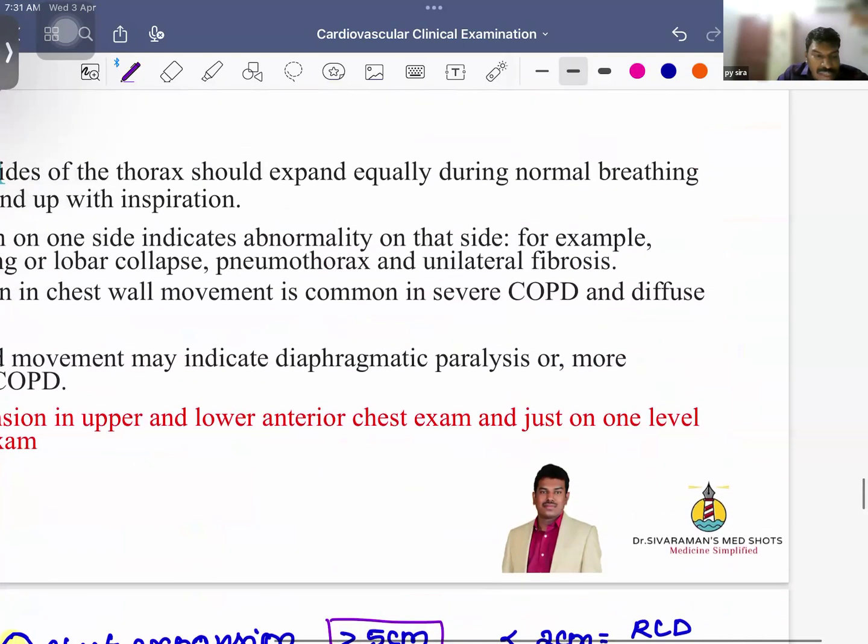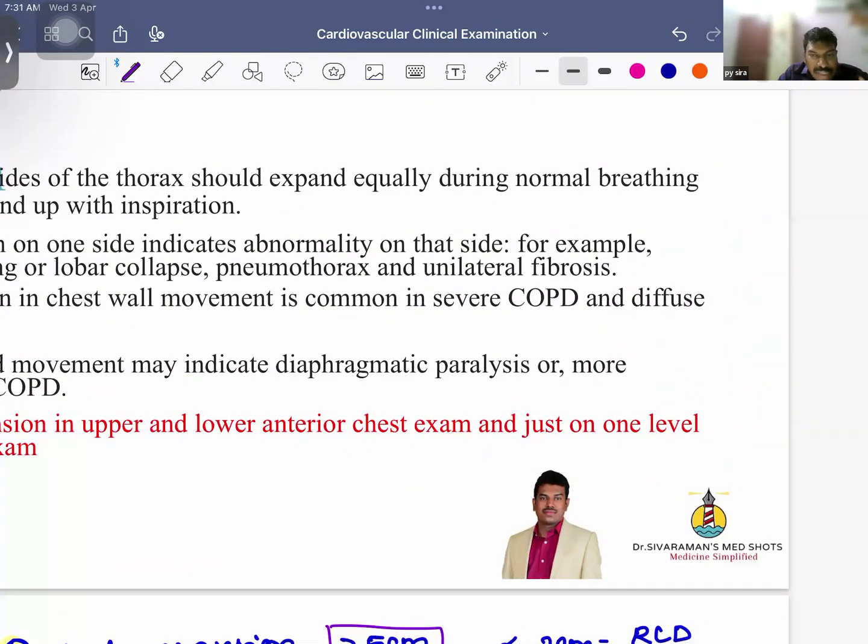You are going to look at this. Whenever you assess chest expansion, the same thing applies here. The normal chest expansion is 5 centimeter. Whenever it is less than 2 centimeter, it is a restrictive lung disease. Whenever it is less than 1 centimeter, it is seen in ankylosing spondylitis. So this is a very, very important thing for your examination.